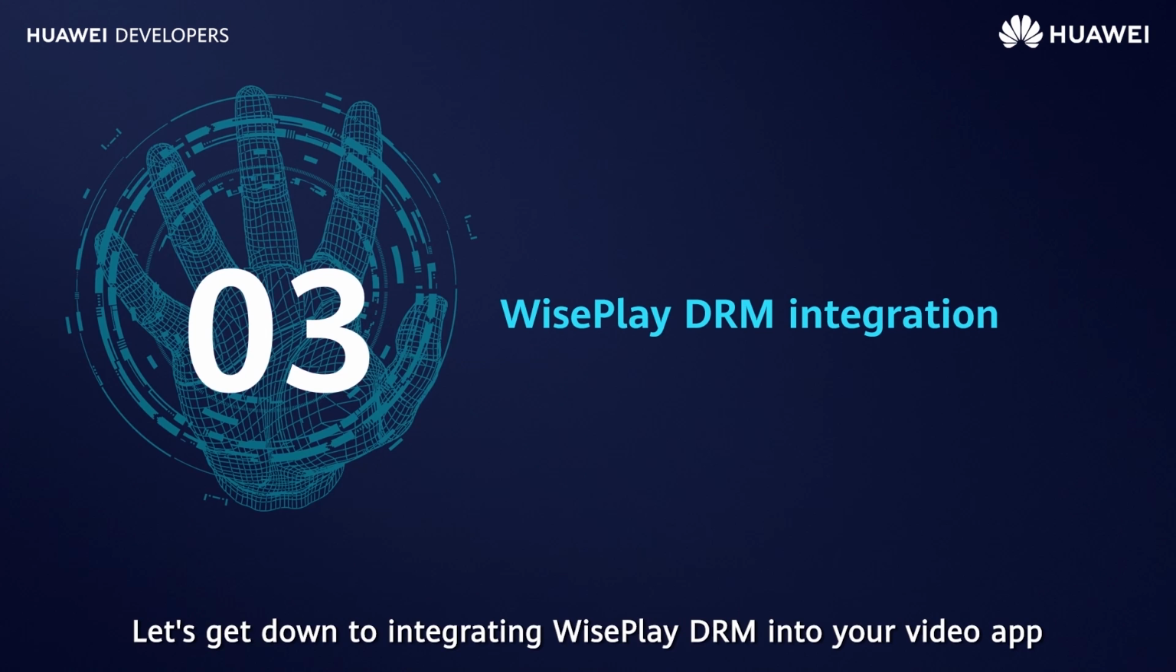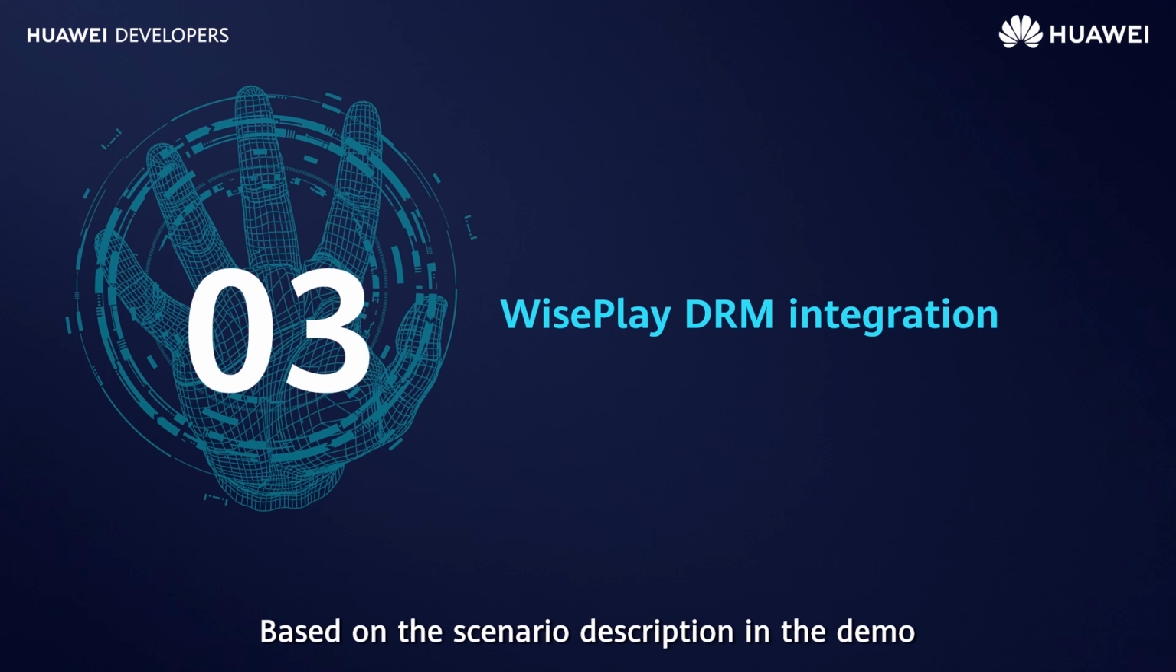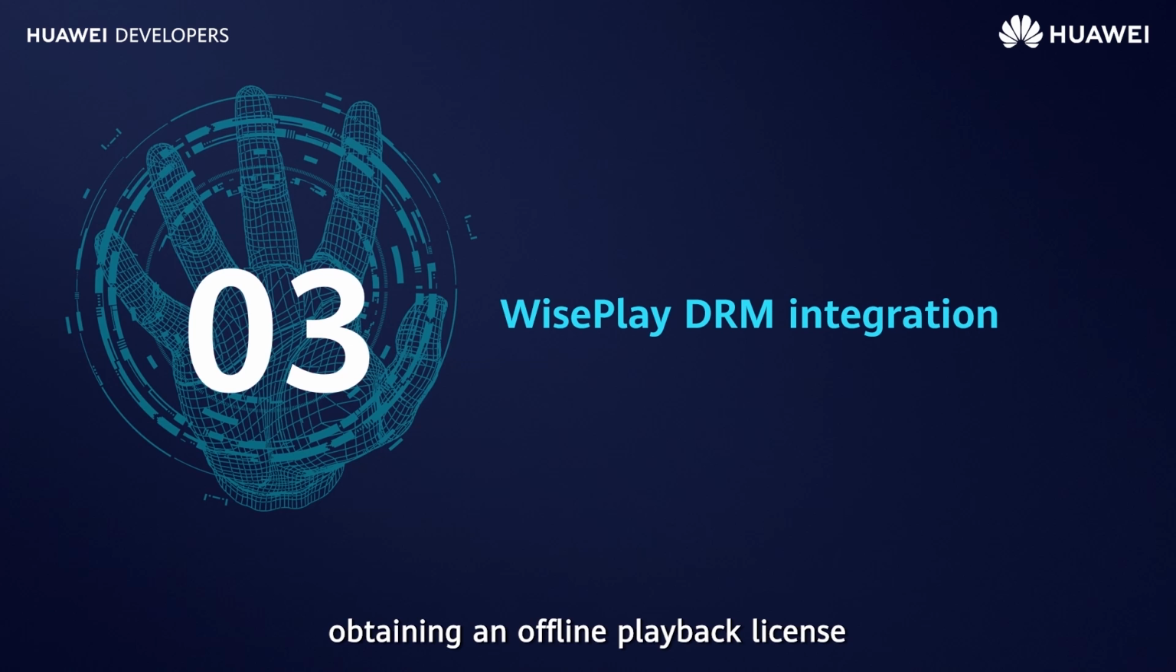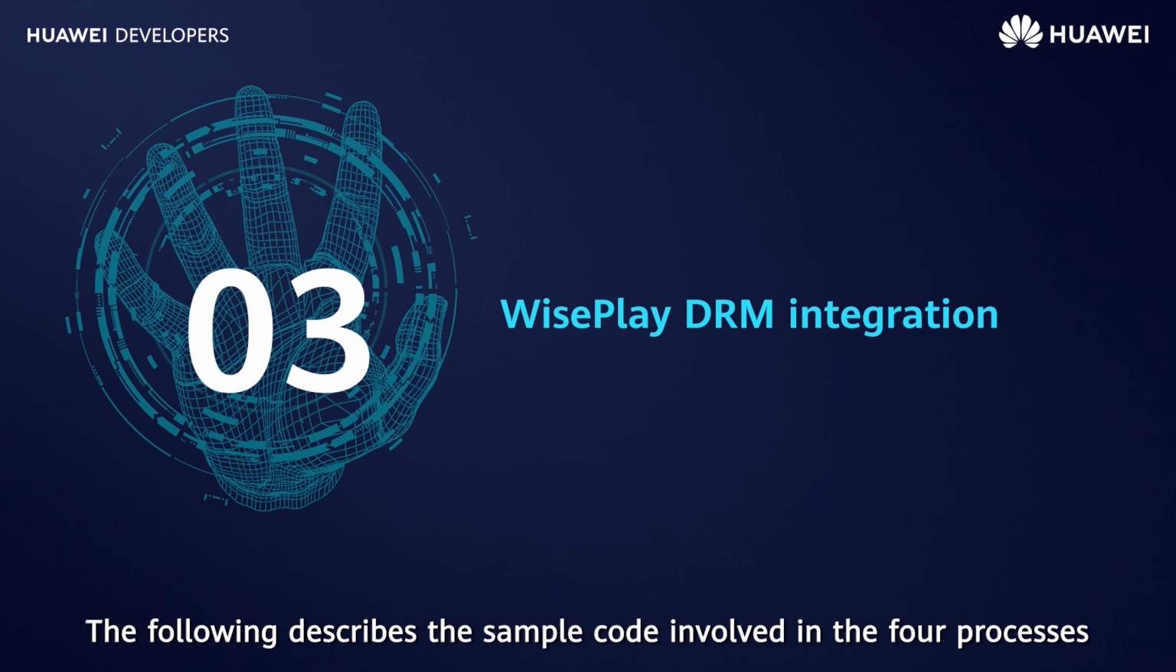Let's get down to integrating WisePlay DRM into a video app. Based on the scenario description in the demo, the service processes include obtaining an online playback license, obtaining an offline playback license, using the offline playback license, and deleting the offline playback license. The following describes the sample code involved in the 4 processes.